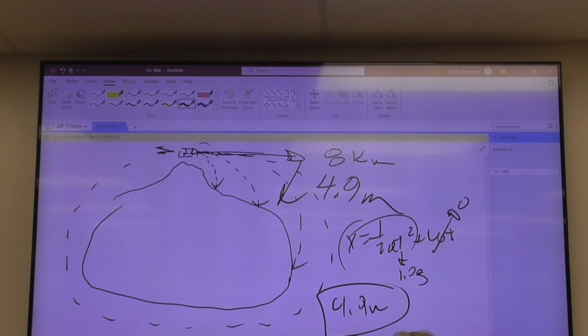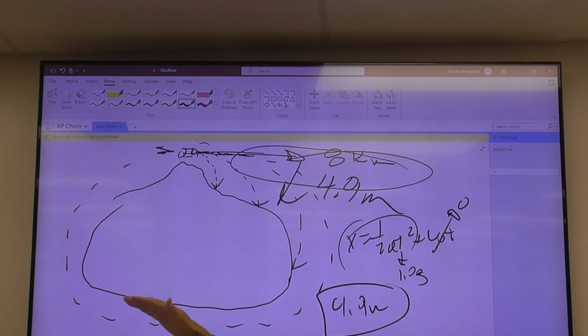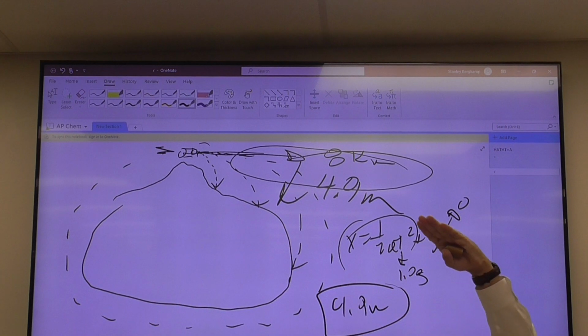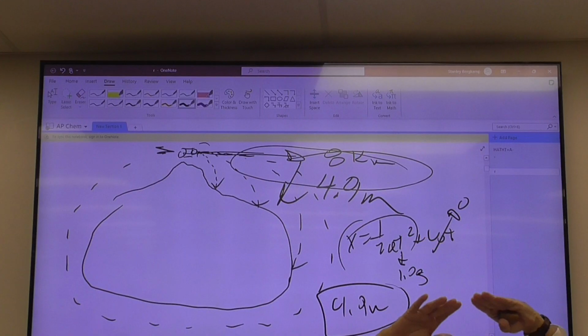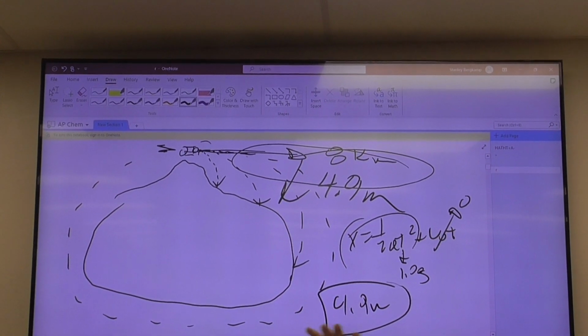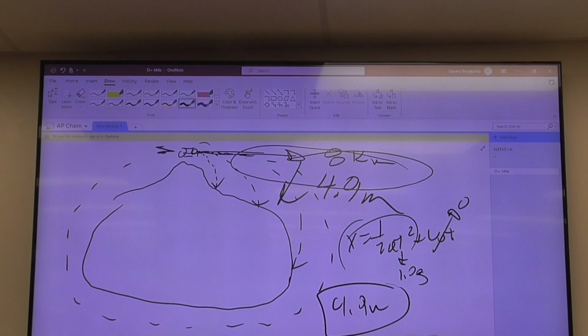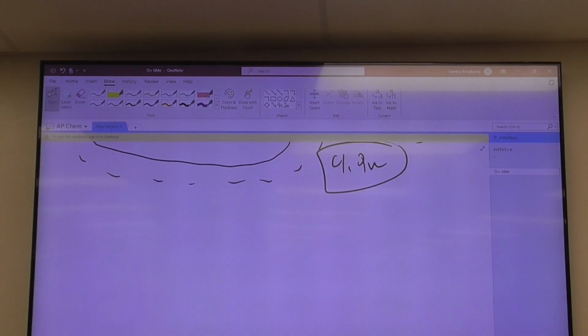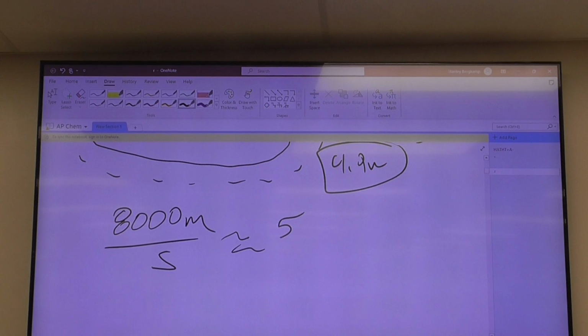So this is why things in orbit have to be traveling at about 8 kilometers per second. Because if you travel 8 kilometers per second, the Earth is going to curve out from underneath you at the same rate at which you're falling from the straight line path that you would take. So 8 kilometers per second is about 8,000 meters per second, which is about 5 miles per second.